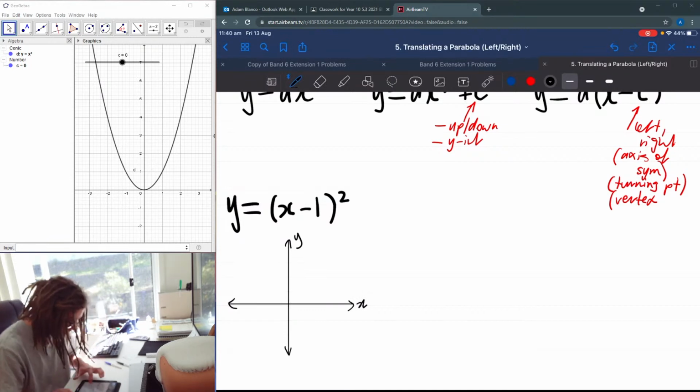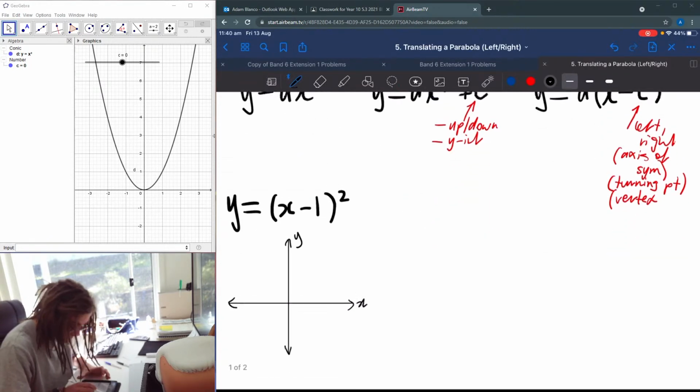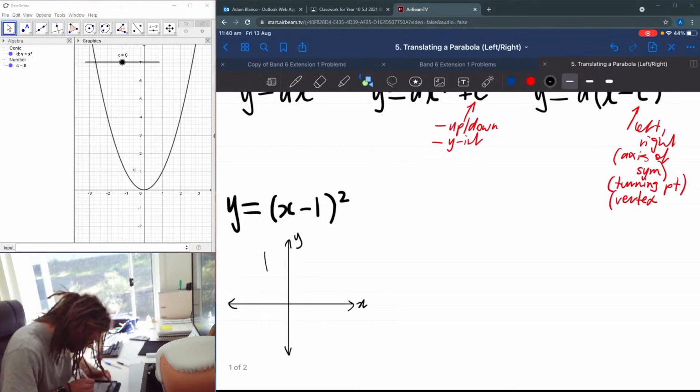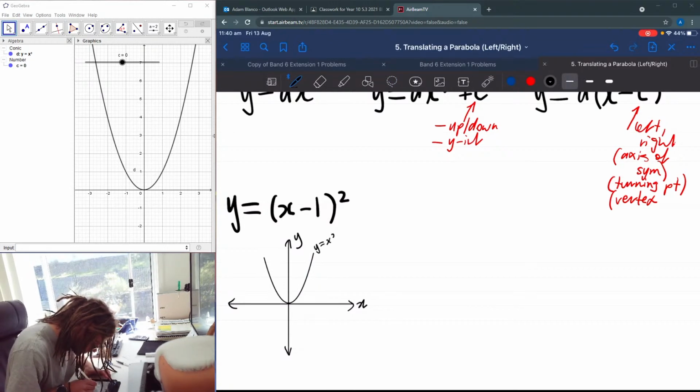I always draw the original. The original always just looks like your good old x squared sitting there. Let's give it a name, y equals x squared.